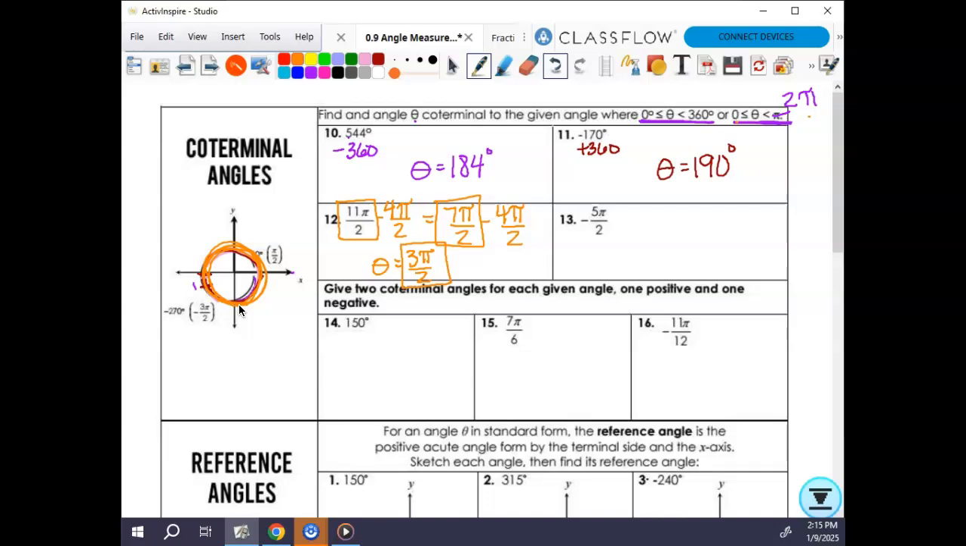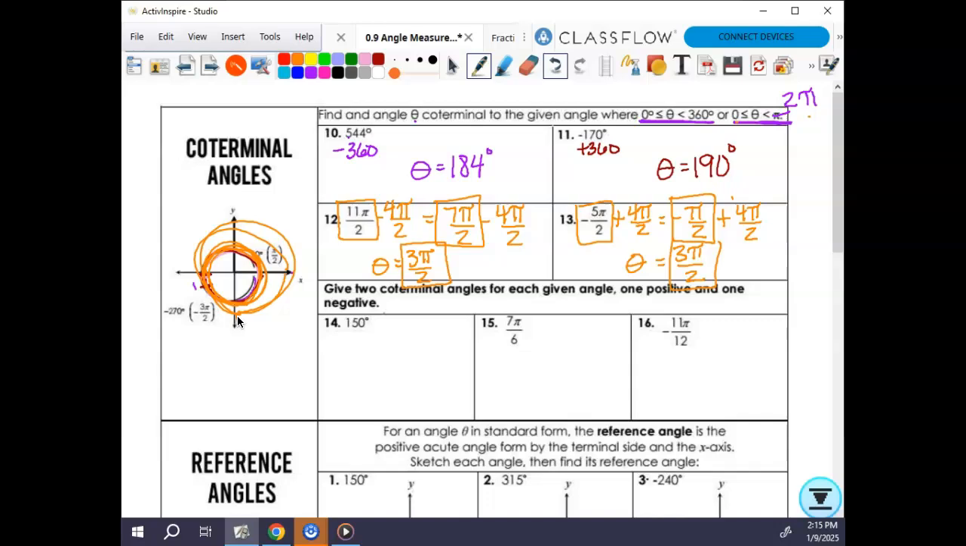Then we have negative 5 pi halves, which means here we're going to add 4 pi halves, which will give me negative pi halves, which is not between 0 and 2 pi. So I got to add 4 pi halves again. Oh, and look what I get. 3 pi halves again. Because when I look at these, they're all the same also. This is negative pi halves, negative 5 pi halves, pi halves. I end up in the same spot for all of them. Okay? Any questions at all?